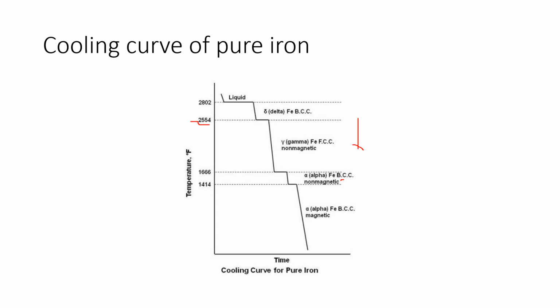Means over here at 1666 degrees Fahrenheit the iron lattice structure is BCC, while below 1414 degrees Fahrenheit the iron is still BCC. The structure is magnetic. The only difference between these two is that the lattice structure is the same, but the property is changed. Between the range of 1414 and 1666 degrees Fahrenheit, the iron behaves as non-magnetic, while below 1414 degrees Fahrenheit the iron is magnetic.